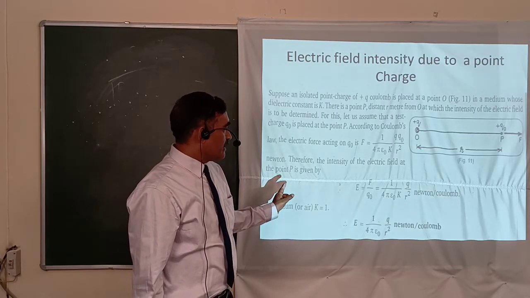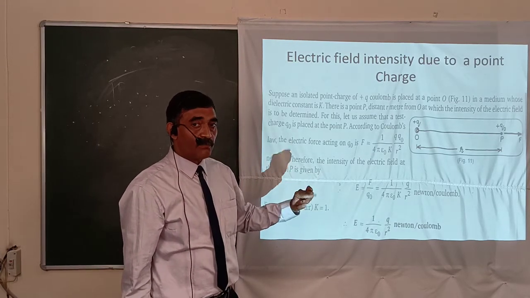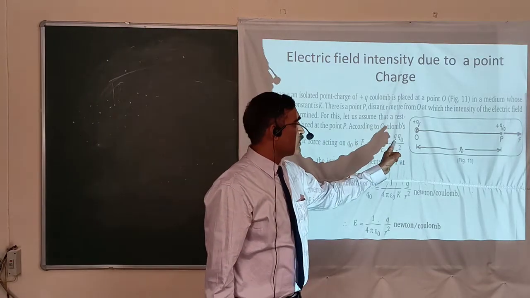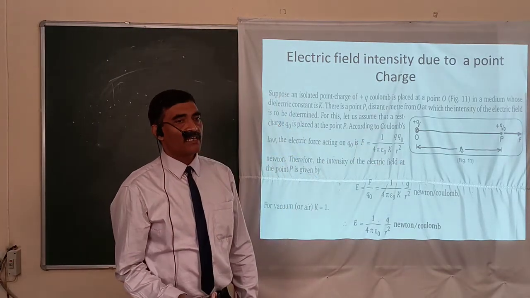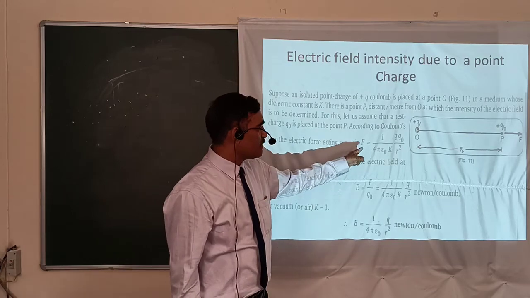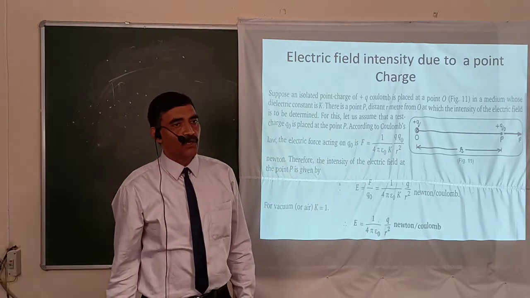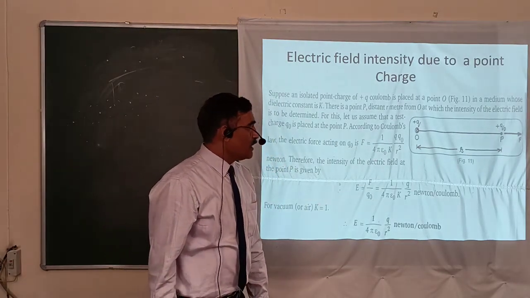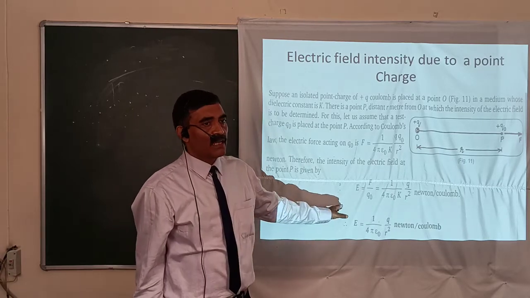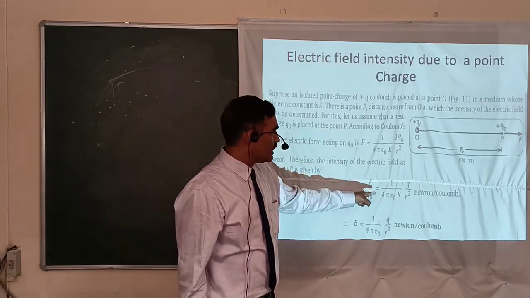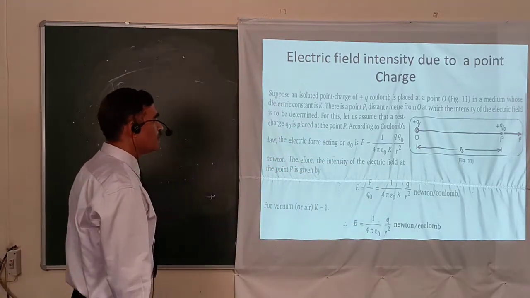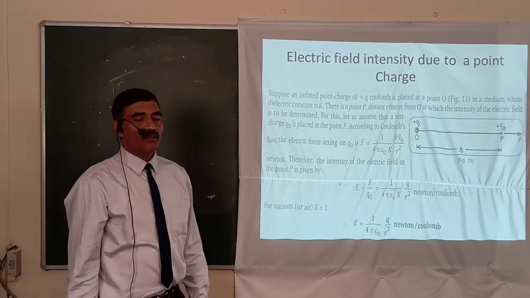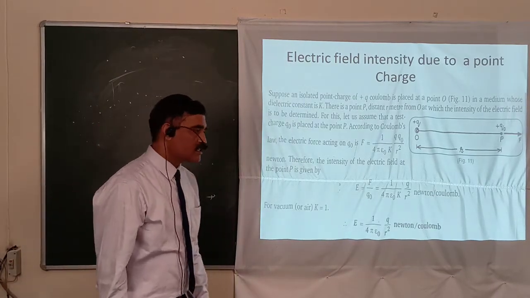This holds if the medium is air or vacuum. Now if the medium between Q and Q naught has dielectric constant K, then the force will be given by 1 upon 4 pi epsilon naught K, Q Q naught upon R squared. Now the electric field is given by F by Q naught. So when we substitute the value, we get the relation E equal to 1 upon 4 pi epsilon naught K, Q upon R squared.